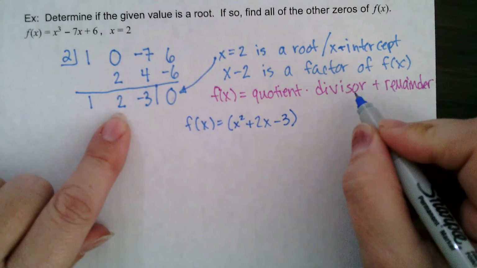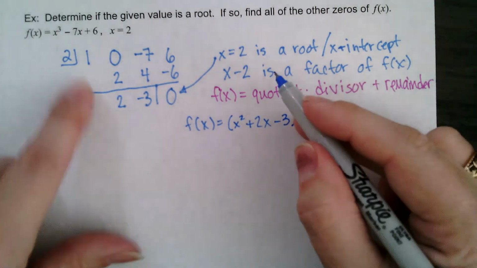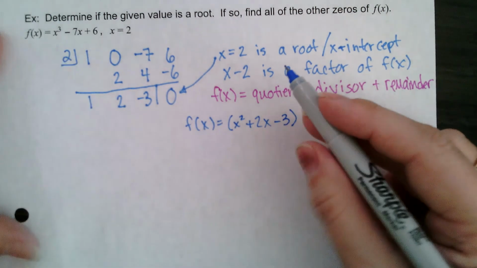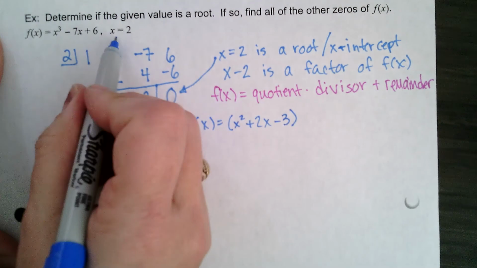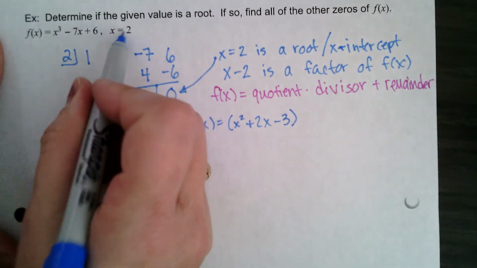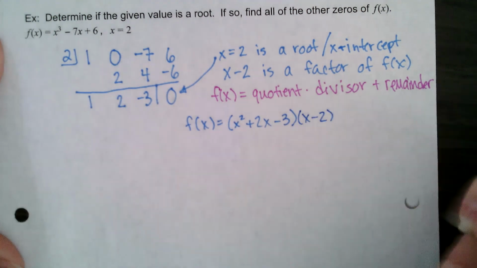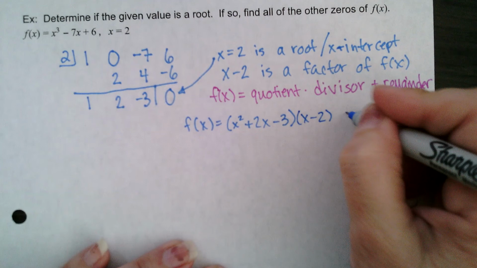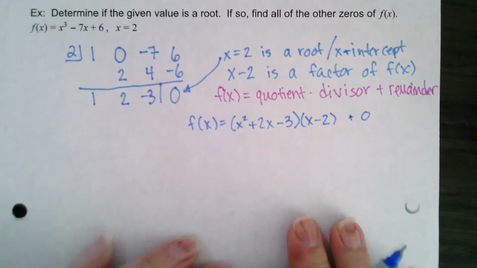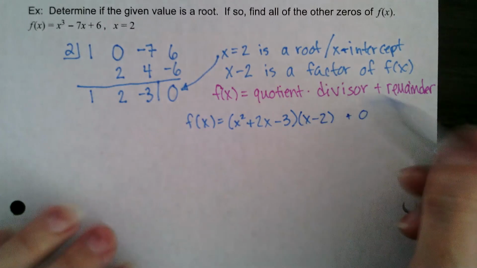And then the divisor is going to be that factor. So we don't just put a 2 in there. We know that that was x equals 2. X equals 2 is the root. So we move the 2 back over with the x to get x minus 2 to be our factor. And then the remainder is 0. Okay. So we don't really have to write the remainder because it's just 0.